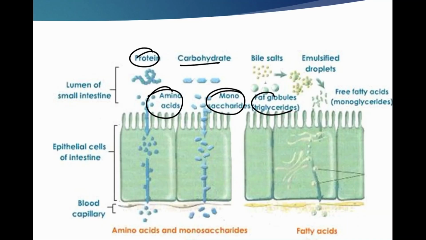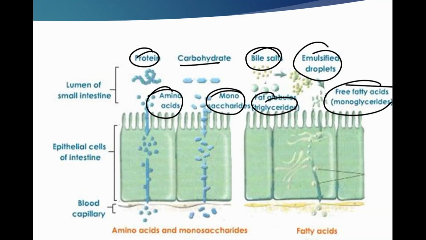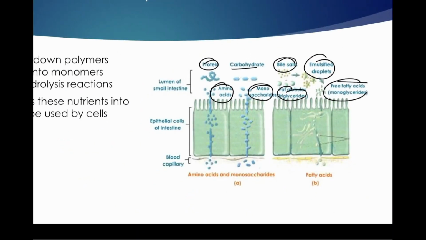Here we have our fat globules need to be combined with the bile to emulsify it. So we have our emulsified droplets, which then can be turned into free fatty acids, which we can then absorb. The free fatty acids are small enough. So that's digestion and absorption.